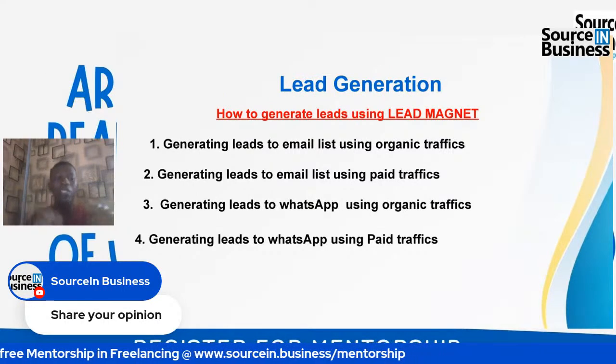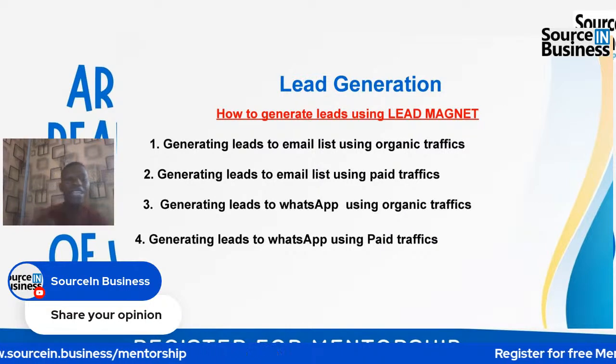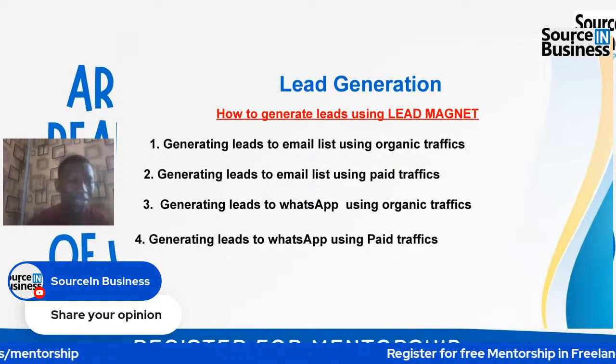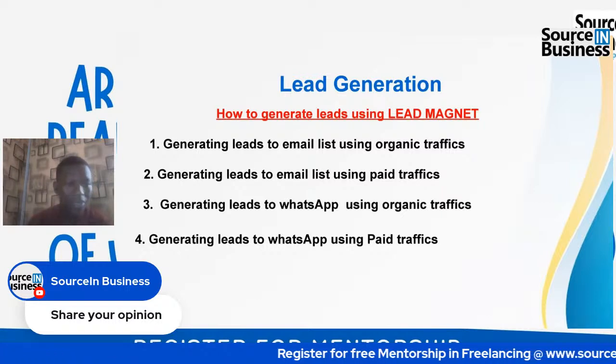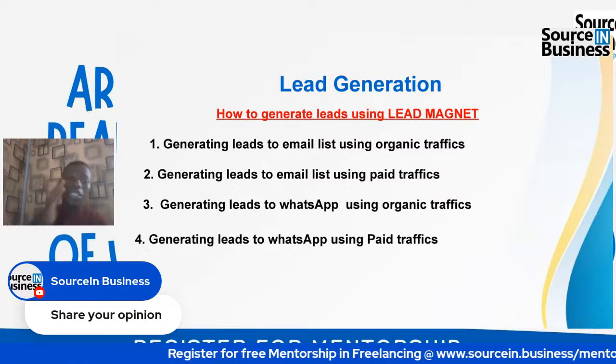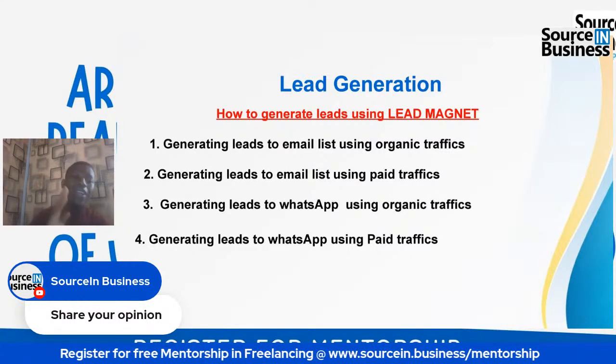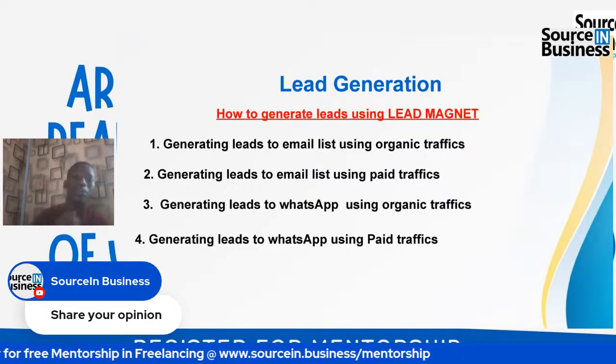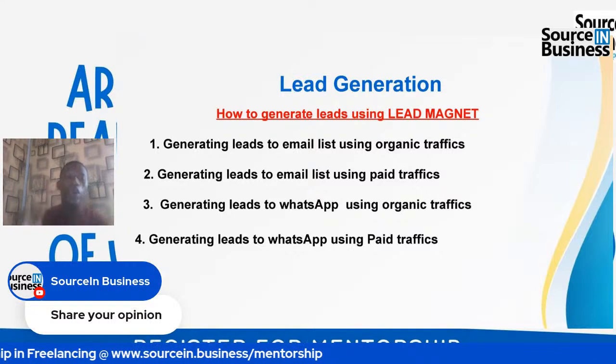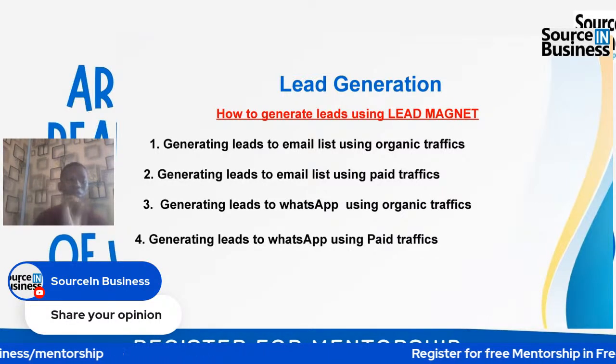You cannot tell me you want to build a baking audience, and you are giving them a lead magnet about real estate. It does not make any sense. You understand? The kind of lead magnet you are going to be giving out must be related to the kind of audience you want to build. So if you are building an audience related to baking, your lead magnet should be about baking.